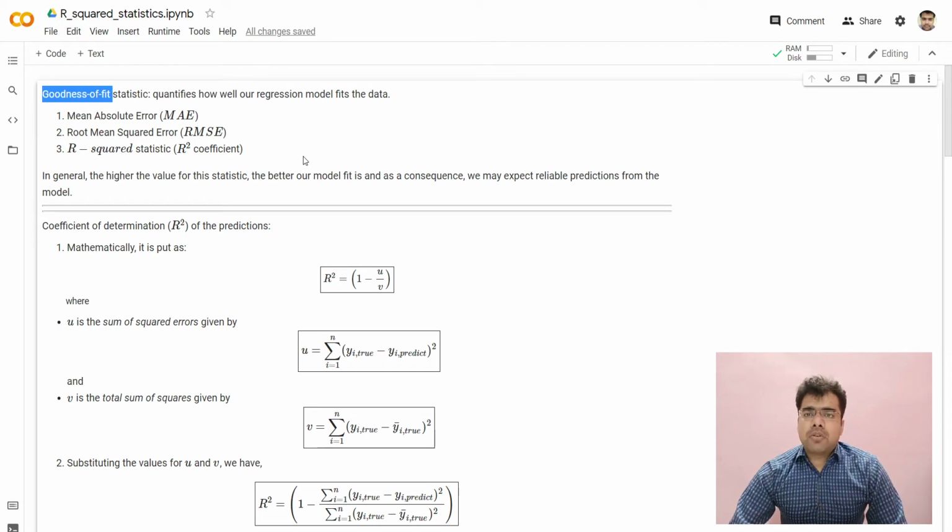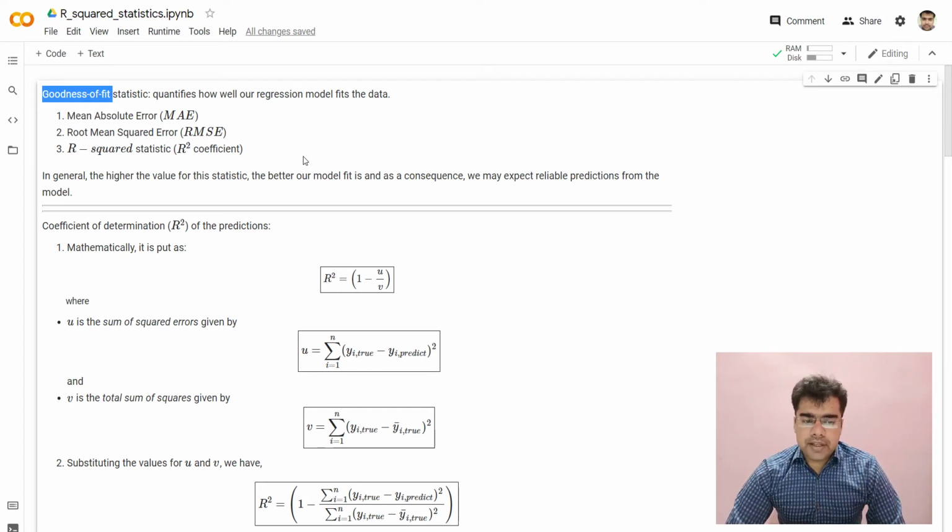Depending upon the kind of application that you have at hand, there are different metrics which are available. For example, you can go for mean absolute error, or you can go for root mean squared error. In addition to these two metrics, there is another popular metric called R squared statistics, and in this video it will be our focus.